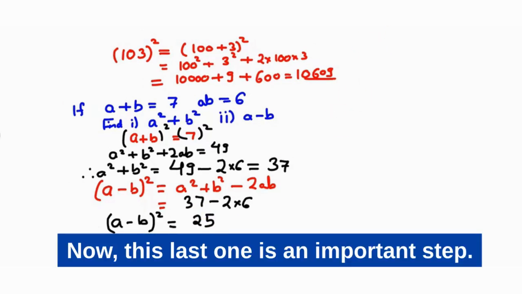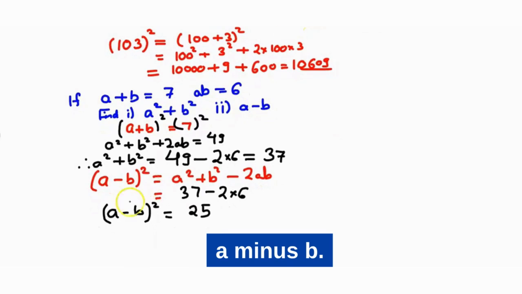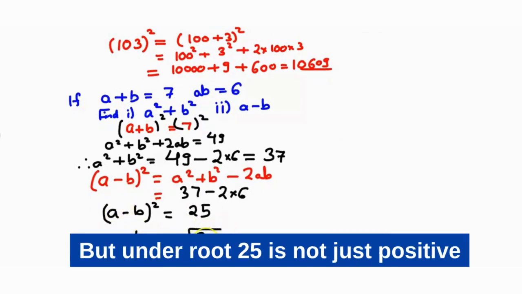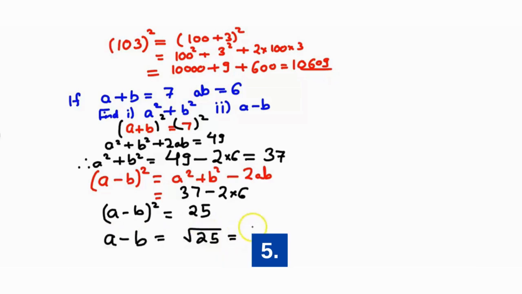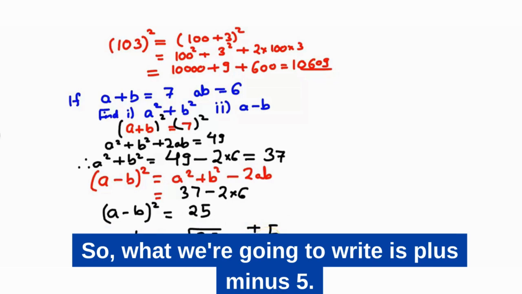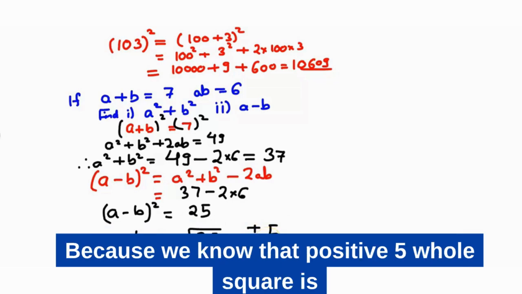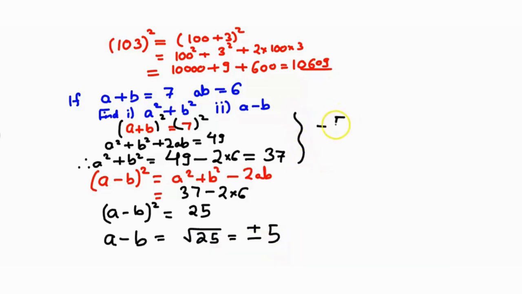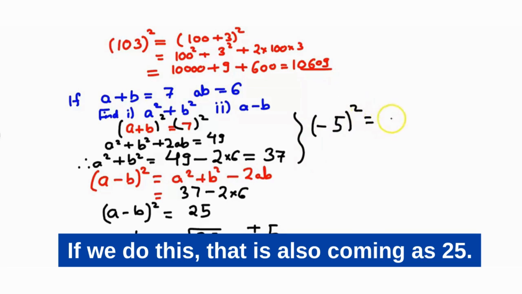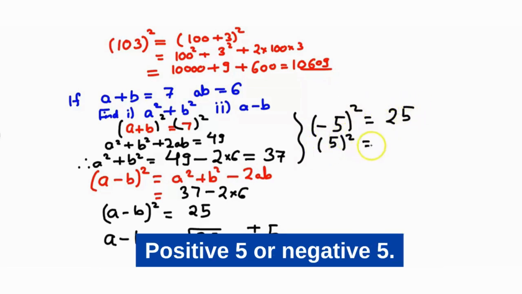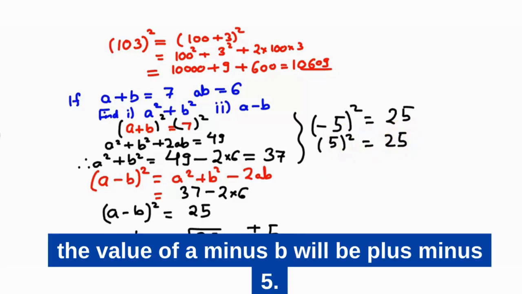Now this last one is an important step. A minus b is supposed to be under root 25. But under root 25 is not just positive 5. It's positive 5 as well as negative 5. So what we're going to write is plus minus 5. Because we know that positive 5 whole square is 25, but negative 5 whole square is also 25. So it can take both the values, positive 5 or negative 5. So the value of a minus b will be plus minus 5.